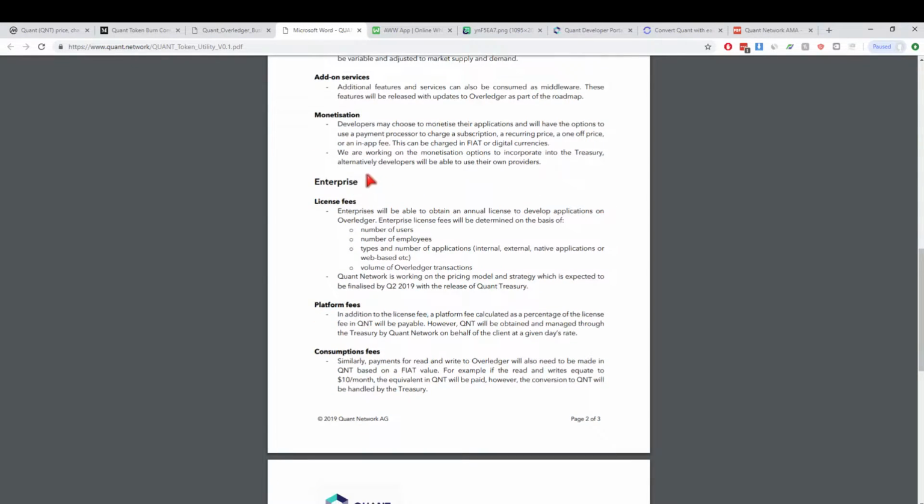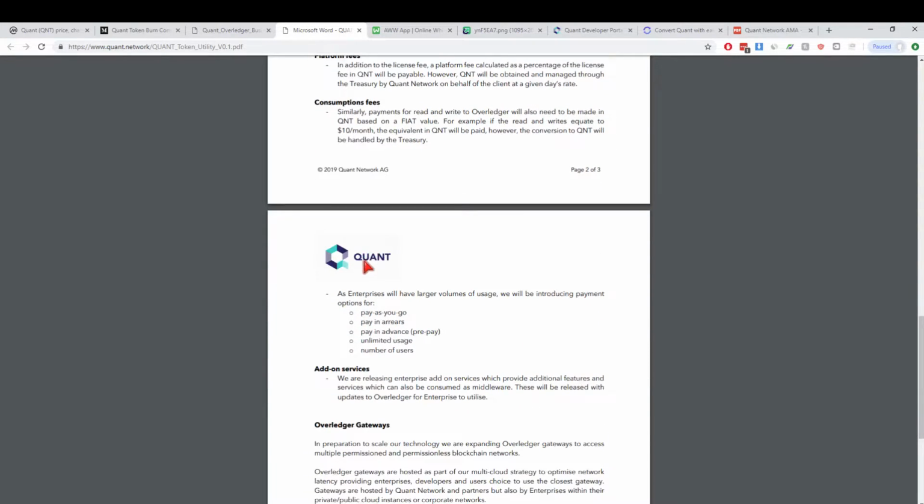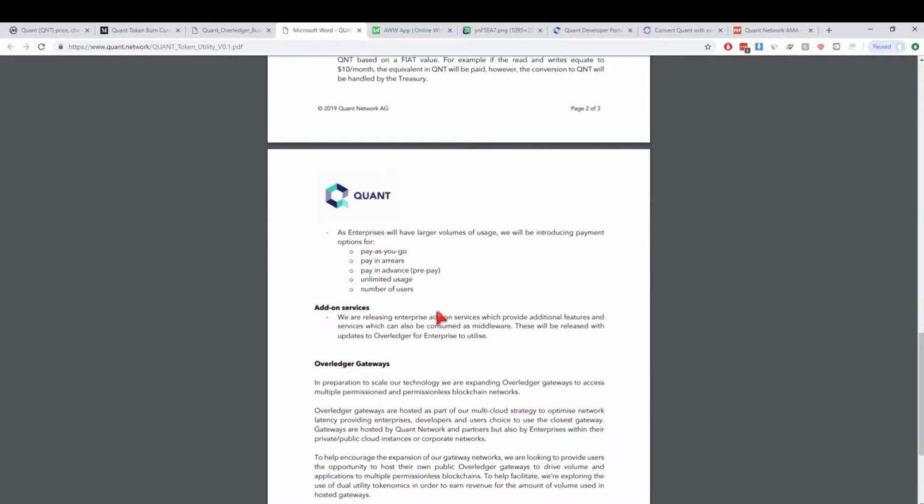Now, enterprises have a very similar model, but the license fees will be determined on number of users, number of employees, type of application and volume. So of course, you're not going to have a lone developer paying $10 a year and an international bank paying $10 a year, it just doesn't work like that. So they've thought about all that. As enterprises will have larger volumes, they will be introducing different payment options: pay as you go, pay in advance, unlimited usage, number of users.